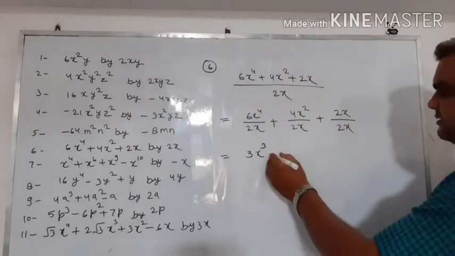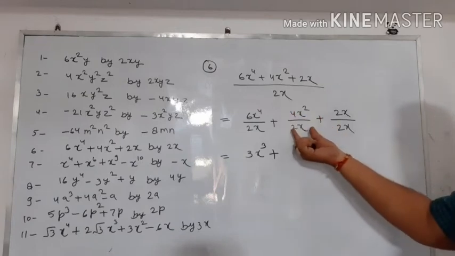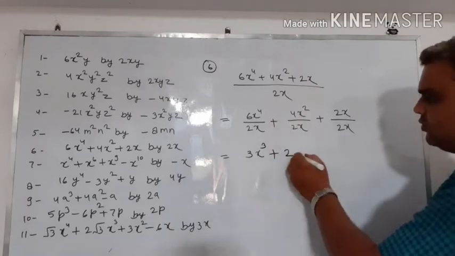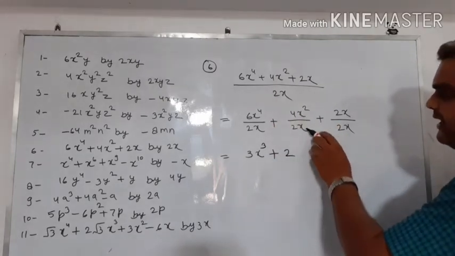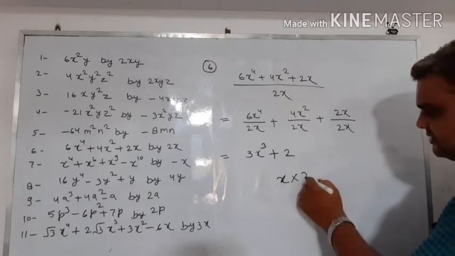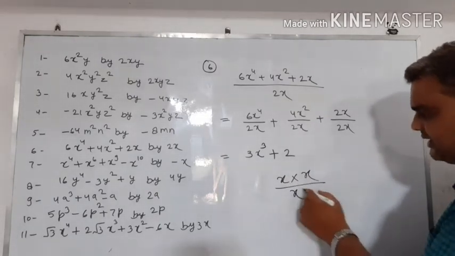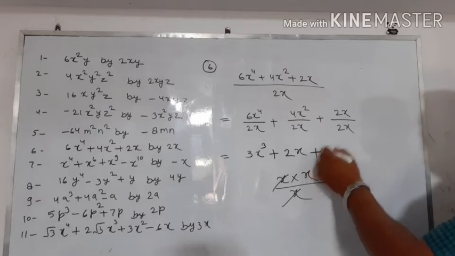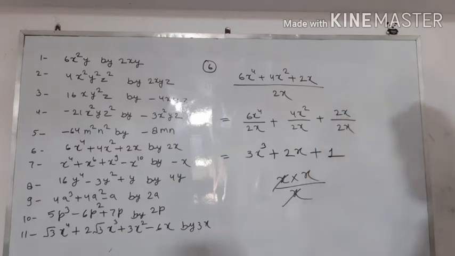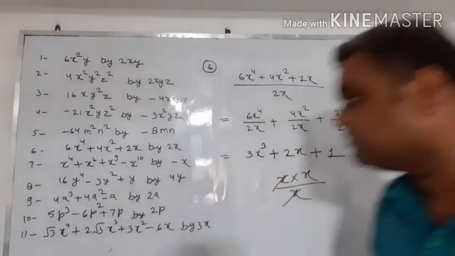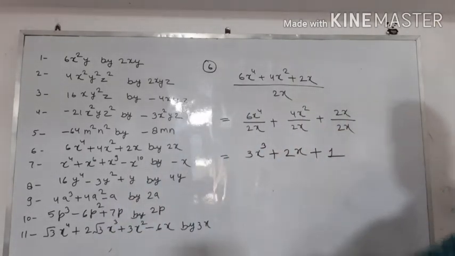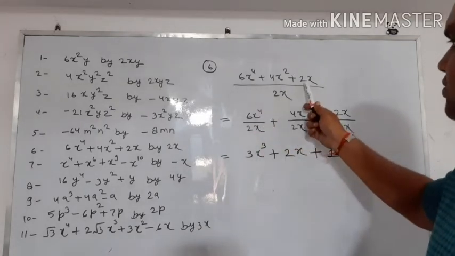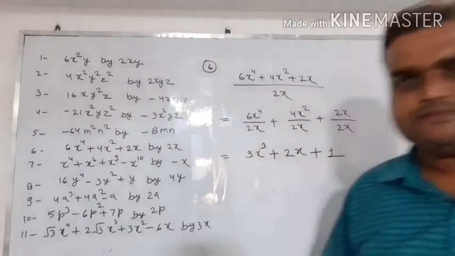Now second, that is plus 4x square upon 2x. First do the numeric one. When 4 is divided by 2, we will get 2. And when x square is divided by x, see once again, x square means x into x, upon x. X gets cancelled, so we have only x. Then 2x upon 2x will come 1. So this will be our answer of question number 6: 3x cube plus 2x plus 1, when 6x to the power 4 plus 4x square plus 2x is divided by 2x.